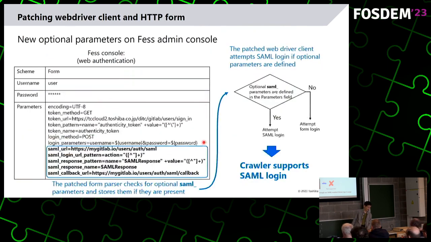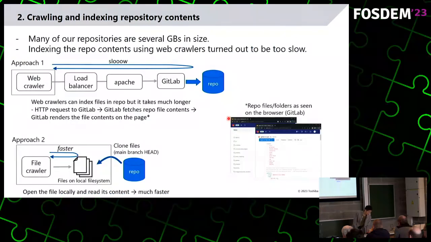To go over how the patching works at the conceptual level, we defined extra optional parameters that the admin can write on the console. If there are parameters starting with an underscore, the patched parser of this form is going to pick them up and store them. Later, the web crawler is going to see these parameters, recognize that some authentication or login needs to be attempted, and run extra SAML-specific logic. So that's patch 1.